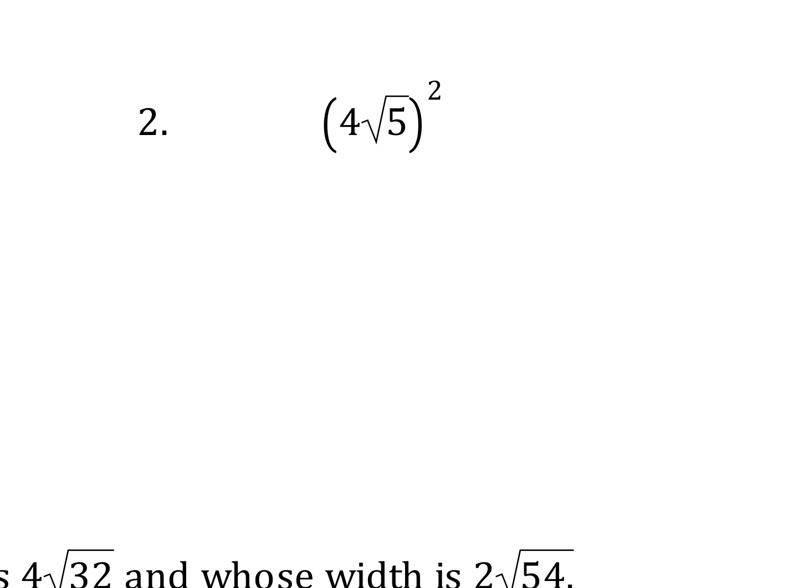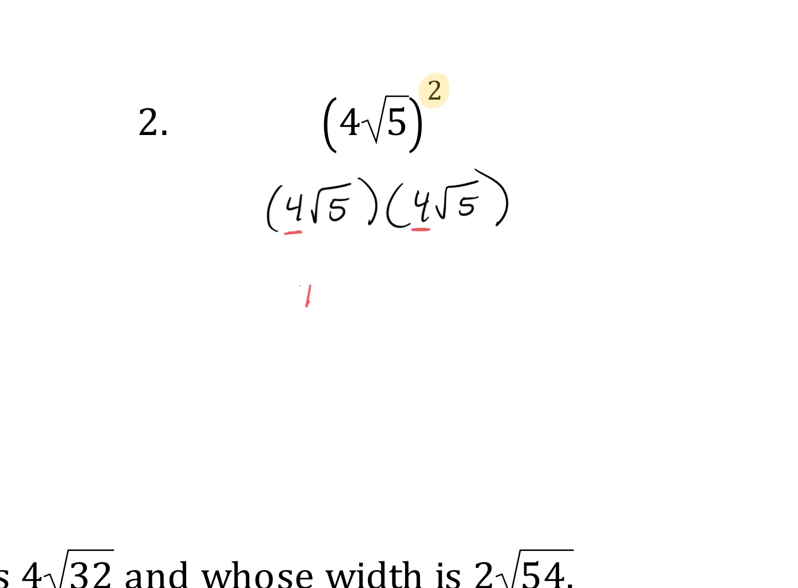You guys might be looking at this saying, oh, what do I do with this? Well, if you remember, we have an exponent here, it's raised to the second power, which just tells us that we're multiplying 4 root 5 by itself twice. So let's go ahead and do that. We're going to rewrite this equation to 4 root 5 times 4 root 5, and we're going to look at multiplying our outsides.